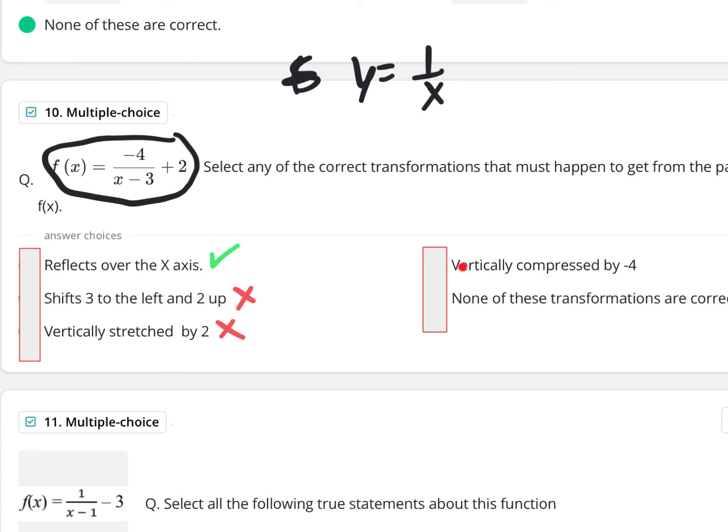It says it gets vertically compressed by -4. That's incorrect. It gets vertically stretched by 4. The negative sign tells you that it reflects over the x-axis. So the only one that's correct in this case is this first option. And I hope we understand that.